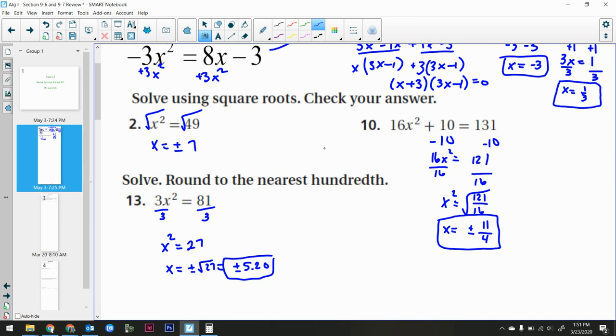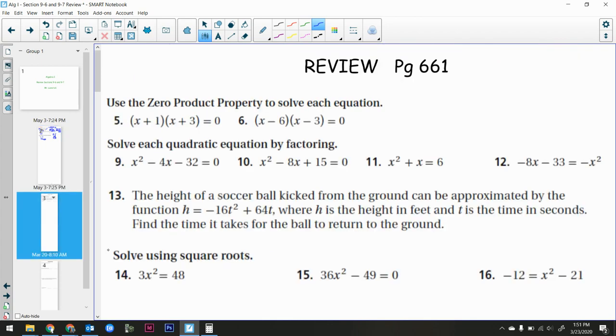Okay, so those are my answers for that warm-up. Hopefully you guys did fine on that. Okay, we're going to do pretty much the exact same thing here. I want everybody to complete these problems. There's not 16 of them. There's just 1, 2, 3, 4, 5, 6, 7, 8, 9, 10 of them.